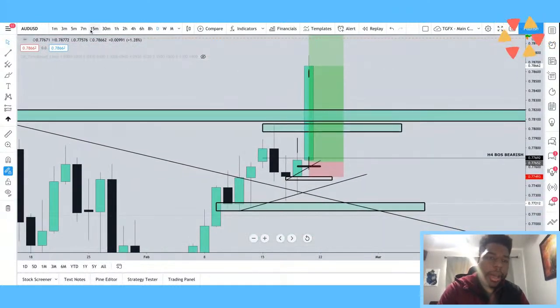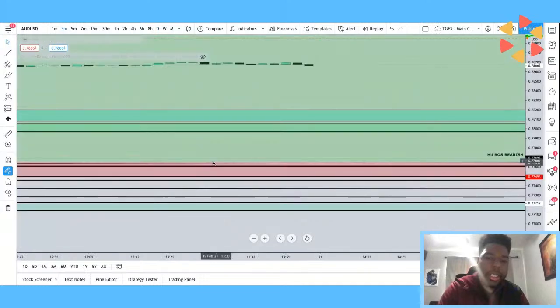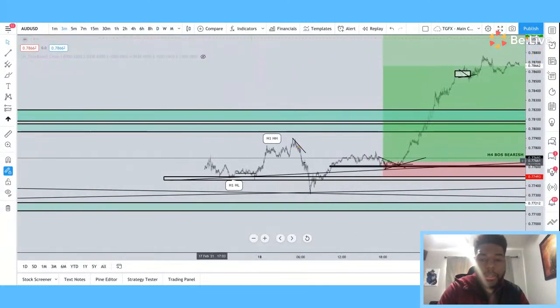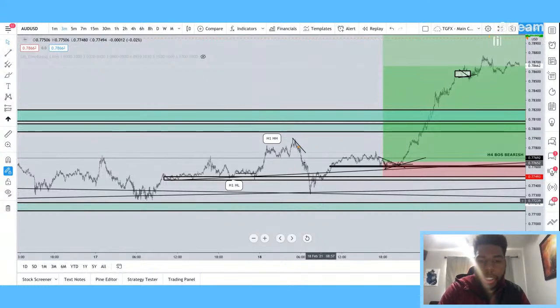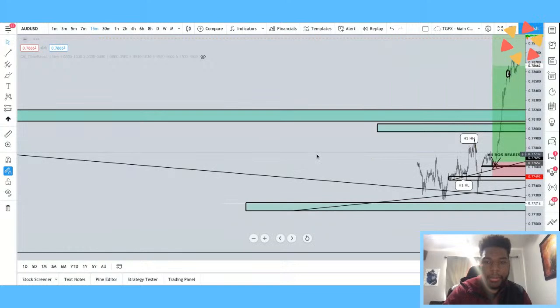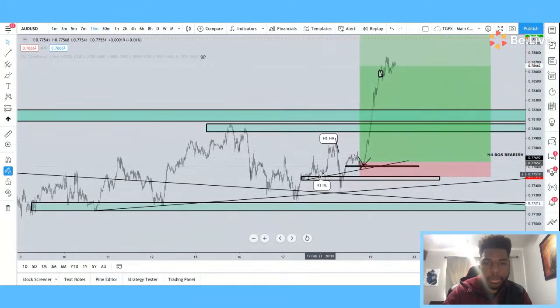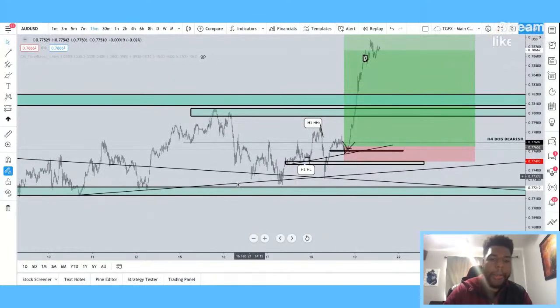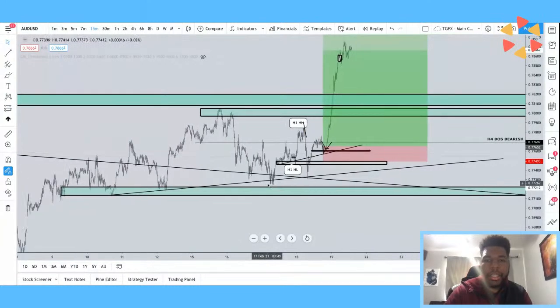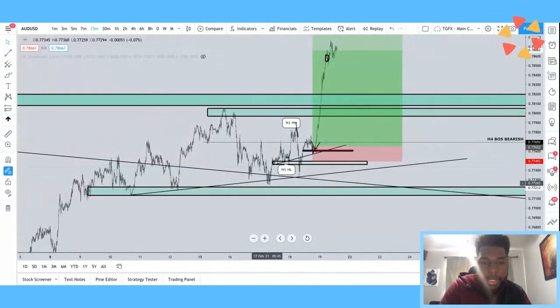So overall, I believe I had at least three confirmations. We had the H1 trend line, we had the M15 demand zone here that was being maintained. We also had price maintaining a daily zone, making higher lows off of it. So there were several confirmations.